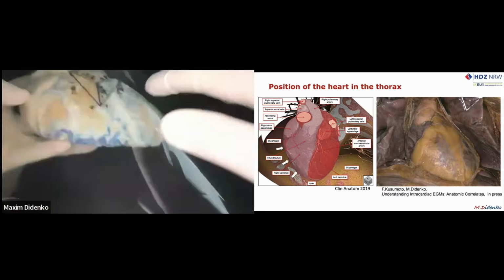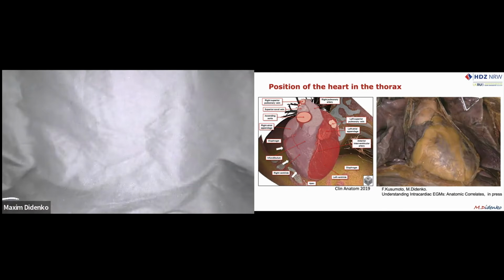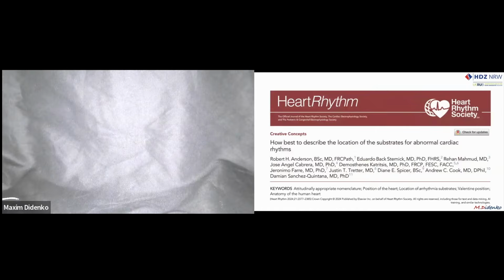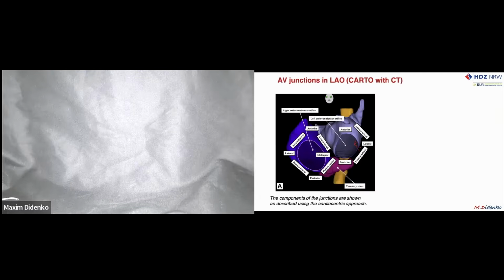And of course, during a procedure we also have to keep this in mind, because then we will manipulate our catheters much more accurately. This is actually mentioned in this publication. I really recommend reviewing it. It was published in December last year, on how to best describe locations and what they say. So this is how we can see all this.